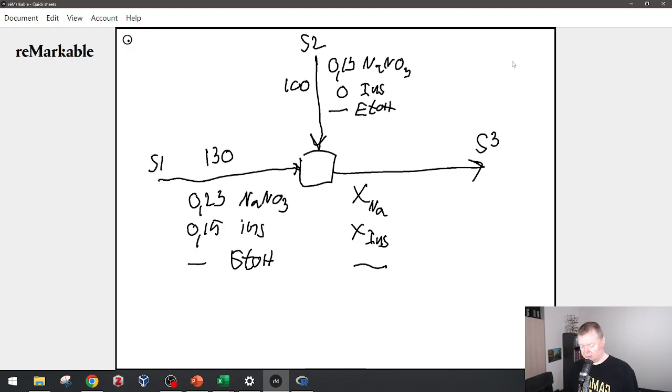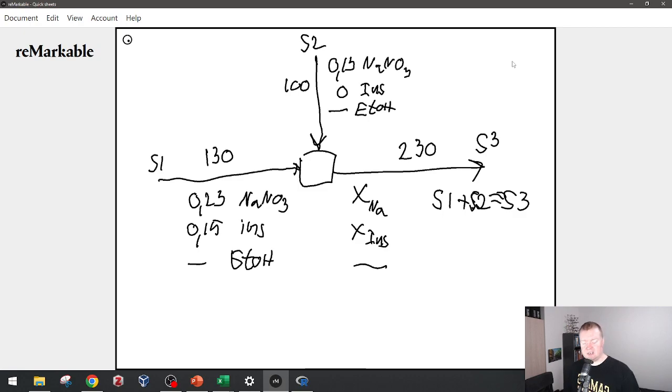Okay, similar to before, we can create a mass balance around this entire system and say, well, stream 1 plus stream 2 has to be equal to stream 3, and again, doing it by hand, quick math, 130 and 100, I must have 230 kilograms exiting over here. Then I could do it for sodium nitrate, I could do it for insulin, it doesn't really matter, but we'll just go through both of them.